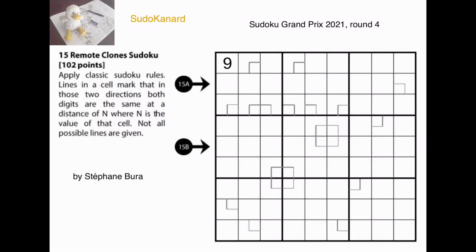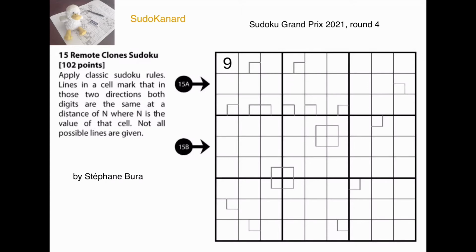Hello and welcome to Sudoku. This is the higher pointer in round 4 of Sudoku Grand Prix 2021. This puzzle is called Remote Clone Sudoku and it was set by Stéphane Bura, who invented the variant.